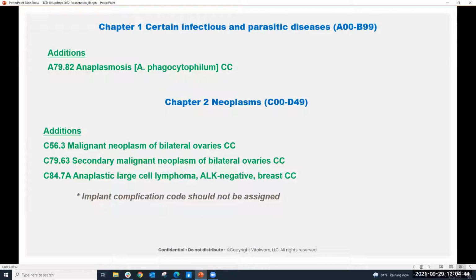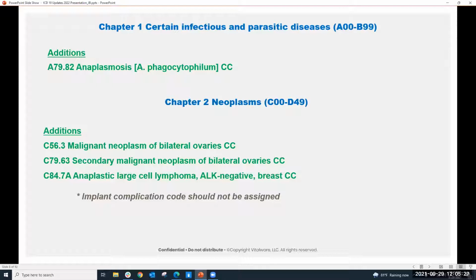Next, let's look at the additions and deletions and the revisions. In the interest of time, I'm not gonna go through every single code and bore you to death with that, but I am gonna point out some important things having to do with the additions. I do list every code in here just for your reference so that you have something to come back and reference afterwards. So for chapter 1, certain infectious and parasitic diseases, we have 1 addition. You will also notice on the additions and deletions behind the code description, I included if they are a CC or MCC. For chapter 2, neoplasms, we have 3 new additions.